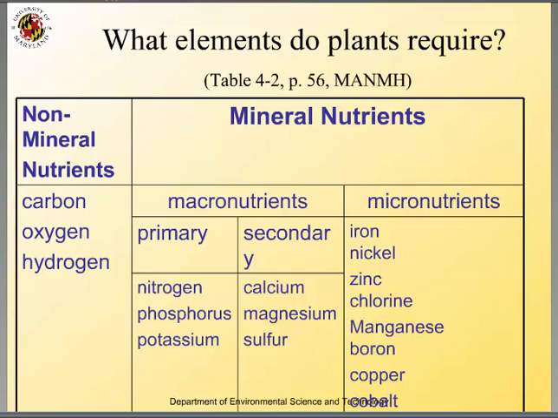So those things are non-mineral nutrients. They do not get it from soil. If you pick up a plant nutrition text, it'll talk about these. If you pick up a mineral nutrition text, it'll ignore these entirely because they're not from the soil.